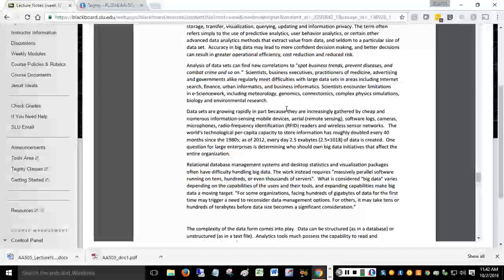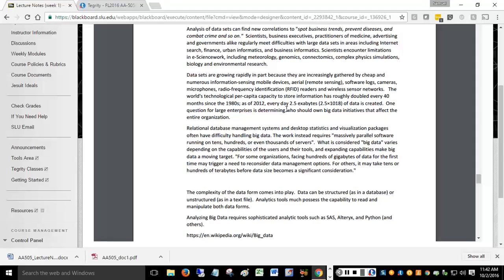Analysis of data sets often leads to correlations to spot business trends, prevent diseases, combat crime, and so forth. Scientists, business executives, practitioners of medicine, advertising, and governments all alike regularly meet difficulties with large data in areas including internet searches, finance, business informatics, and so forth. Scientists encounter limitations in certain areas like meteorology, genomics, complex physics simulations, and so forth.